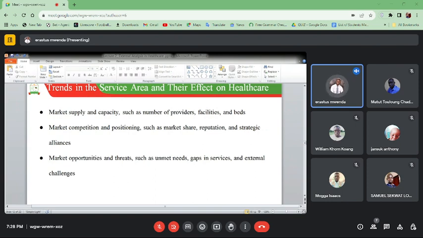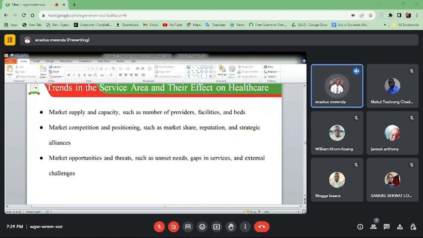And also on matters of market competition and positioning, such as market share. Market share is simply the percentage of the market that we are controlling as a healthcare organization. It could be 70% if we are at the top and we are beating or competing with other people. So what is the percentage of the other players within the industry? What is the aspect of reputation? Remember, we had a discussion around reputation management. How do people perceive us as a healthcare organization?